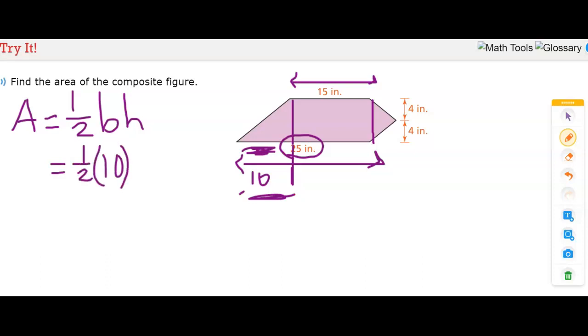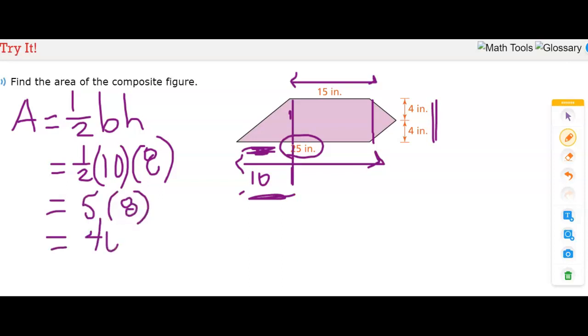And now I need my height. Here it shows me that it's 4 inches and 4 inches. 4 plus 4 is 8. So my height will be 8 inches, because that same height will translate there. So we have 1/2 times 10 times 8. I'm going to do 1/2 times 10 first, which is taking 10 and dividing it by 2. So that's going to give me 5. So now I have 5 times 8. That gives me 40. So my area of the first triangle is 40.